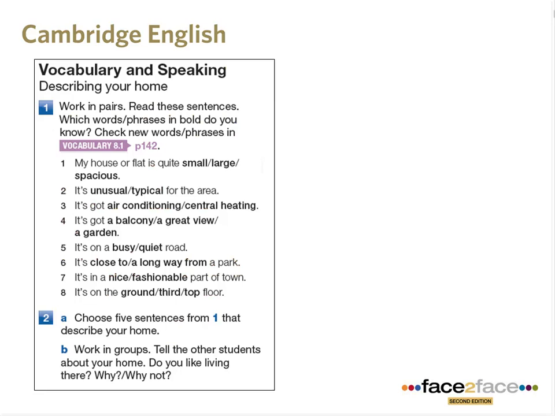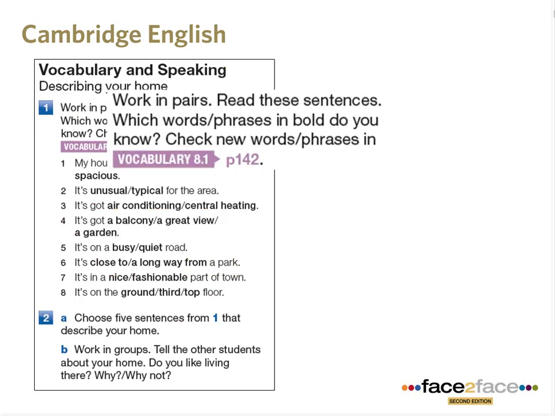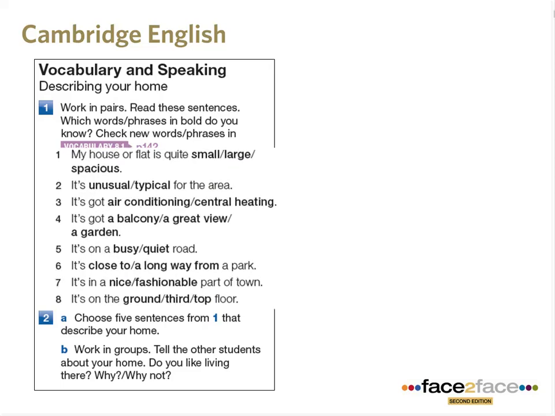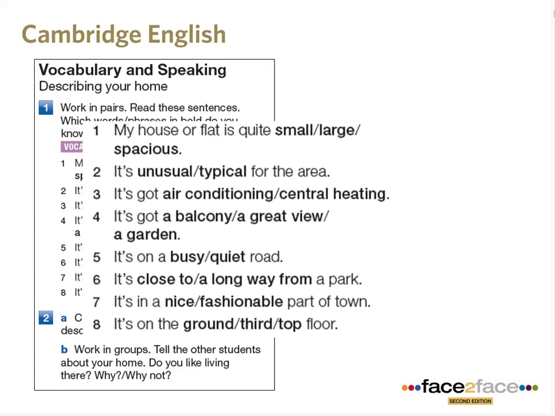Okay, here's a little presentation box from pre-intermediate, where they're deciding if they know these words to describe your home. So things like unusual, typical, balcony, fashionable, etc. Students read the sentences, decide which words in bold they know in pairs, then check in the language summary in the back of the book. And these are the sentences they look at. So the words are all in a context about my house or flat.